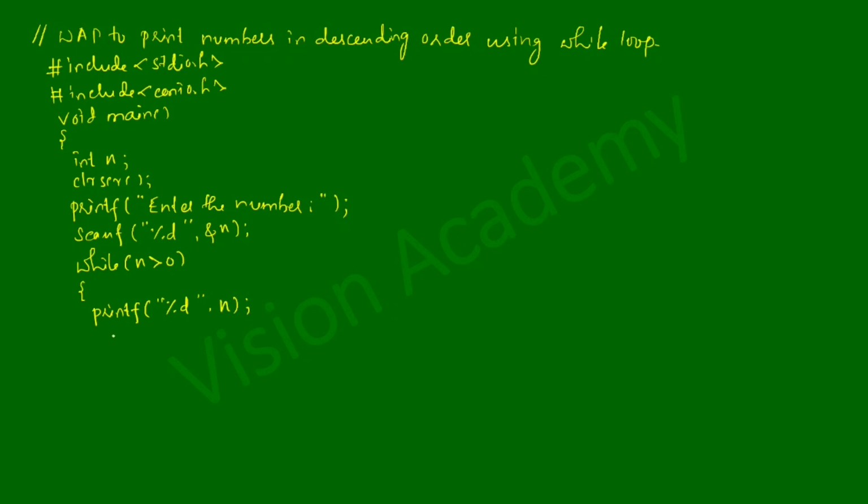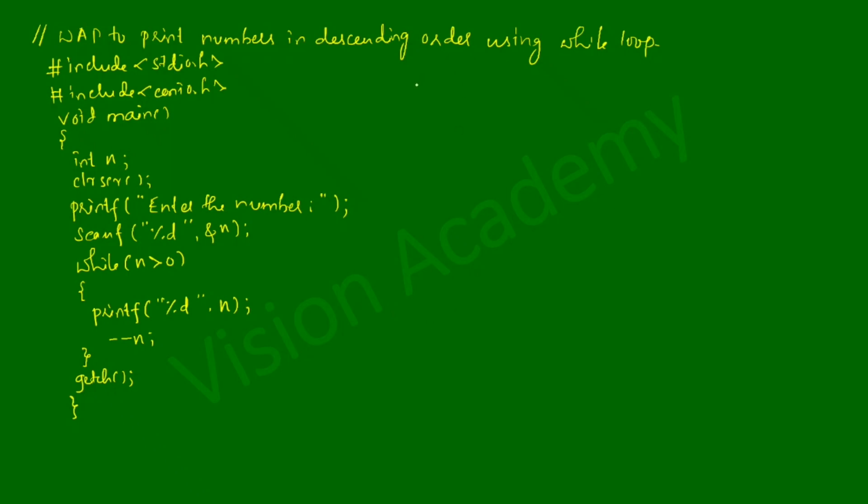So the n value will be printed, and after this I'm going to write minus minus n, that is called pre-decrementation. The value of n will get decremented by 1 every time, curly closing brace. And now I'm going to write the getch function and the curly closing brace for this main function.